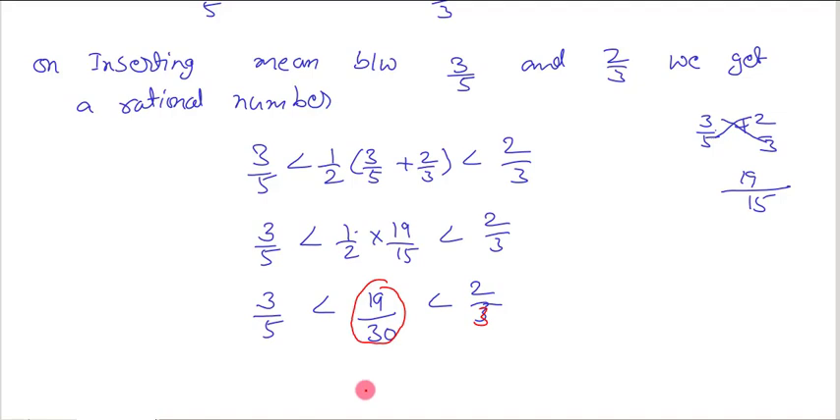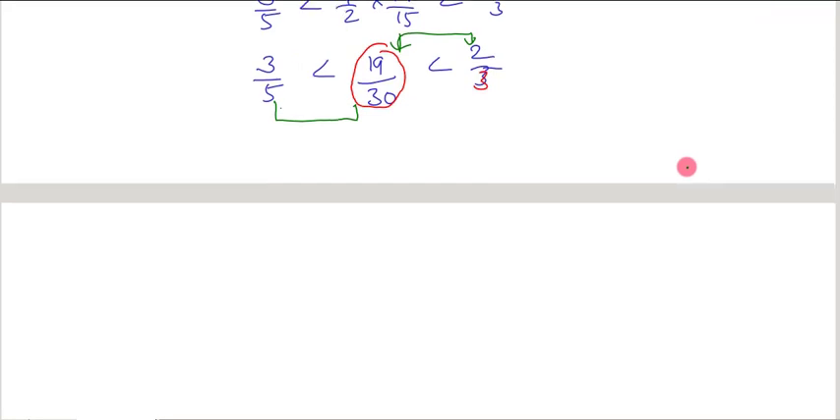So, in that case, what we need to do? In the next step, we are going to insert two rational numbers at once. That means one rational number which lies between 3 by 5 and 19 by 30, and another rational number between 19 by 30 and 2 by 3. As of now, let me write the answer we got: 3 by 5 is less than 19 by 30, which is less than 2 by 3.